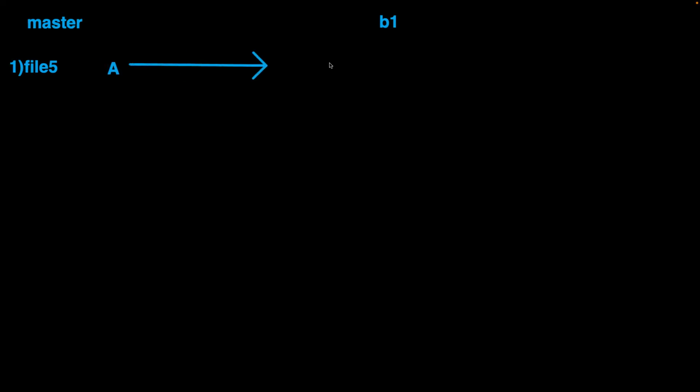Is this commit A available on B1? I want to hear from you. Yeah, it will be if you did checkout. If you run checkout, automatically you'll have this on B1. But I created a file on master and made a commit on master. If I check out to B1, will that commit be available there? No. That's what we were talking about.